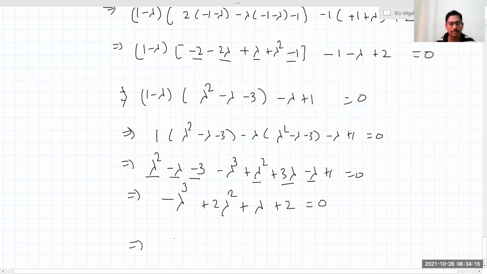So I can multiply by minus 1. So lambda cube minus 2 lambda square minus lambda plus 2. Okay. Now guess what are the roots of this equation?